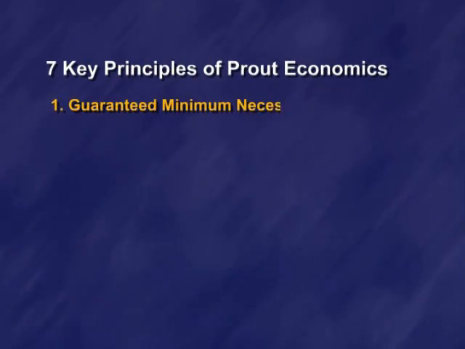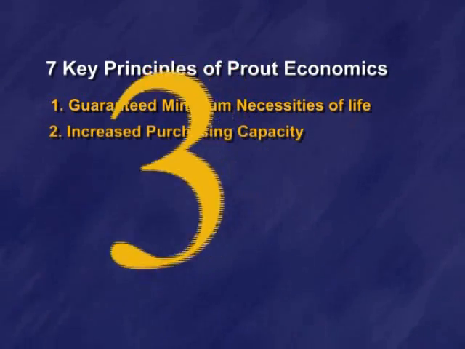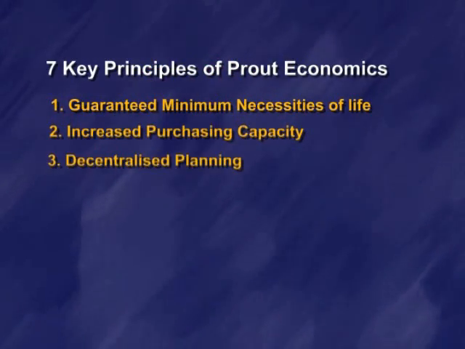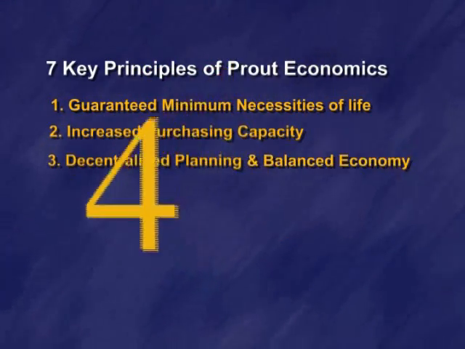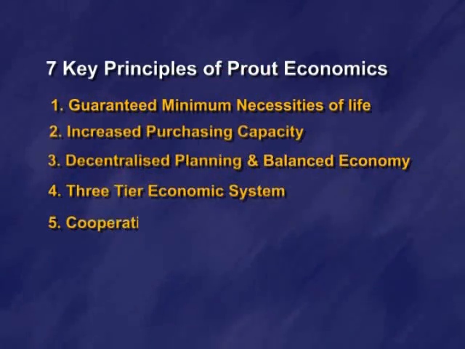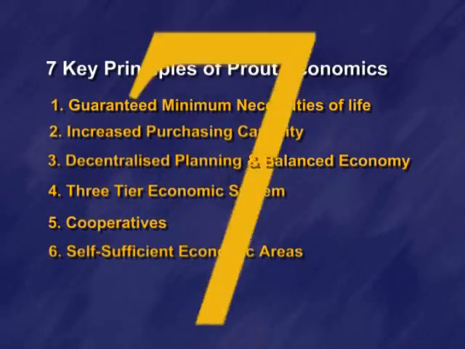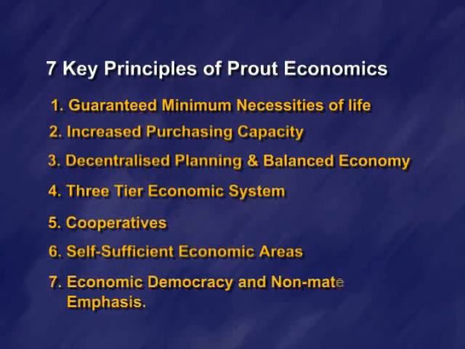Guaranteed minimum requirements of life. Increased purchasing capacity. Decentralized planning and balanced economy. The three-tier economic system. Cooperatives. Self-sufficient economic areas. Economic democracy. And non-material emphasis.